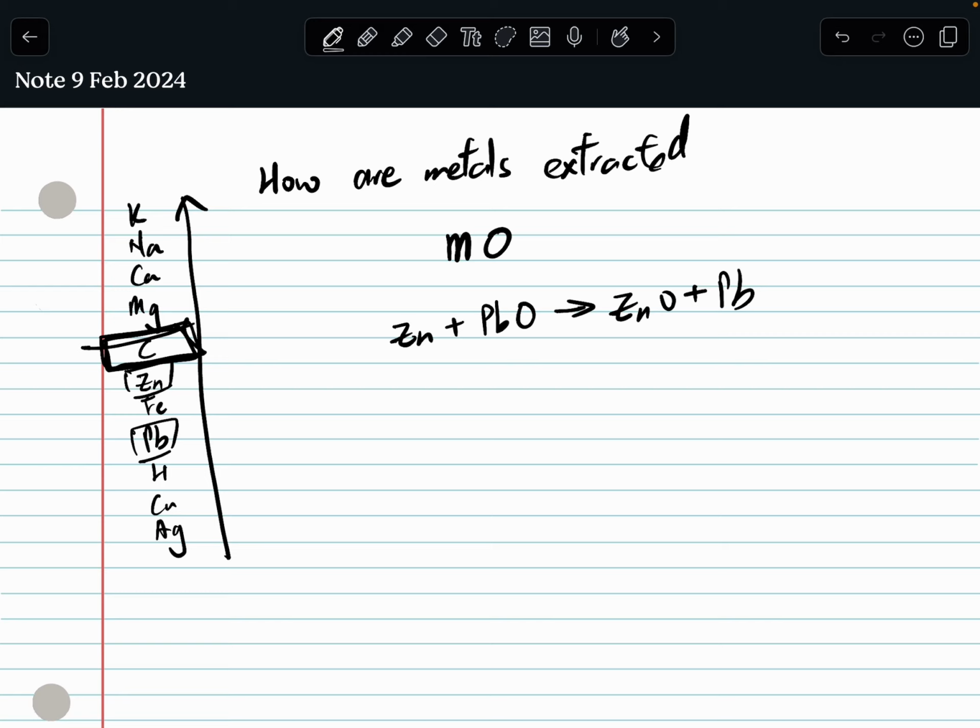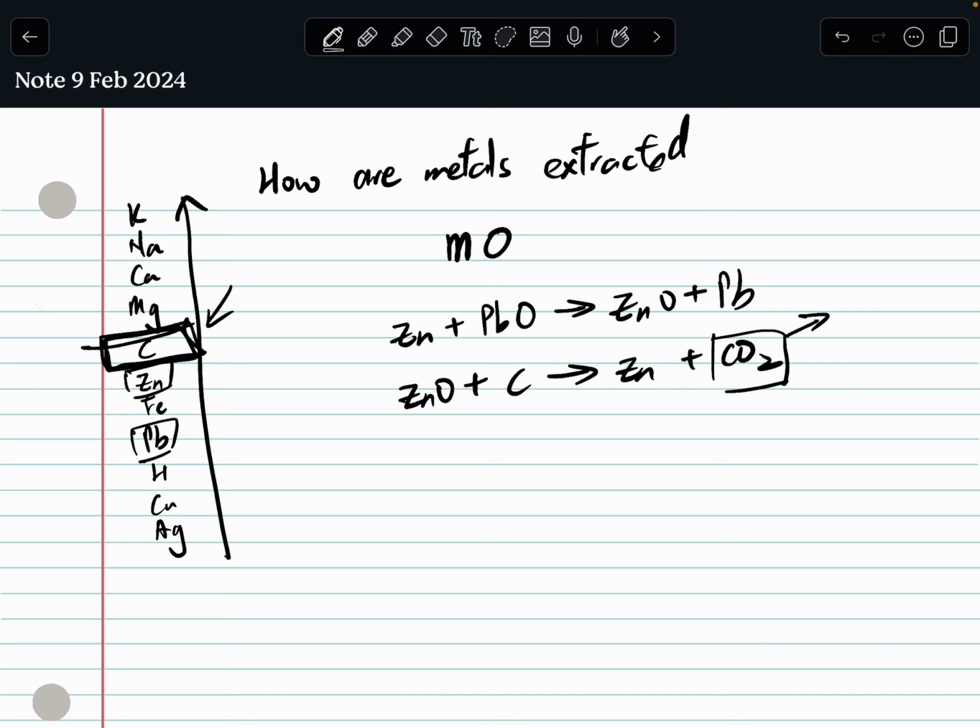Consider this equation. When zinc oxide is added to carbon, it's going to form the zinc metal and carbon dioxide. The carbon dioxide that's formed is the reason why carbon is chosen to extract the zinc metal, because carbon dioxide is very easy to deal with. It just escapes into the air.